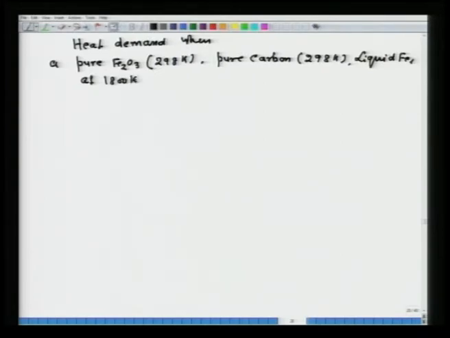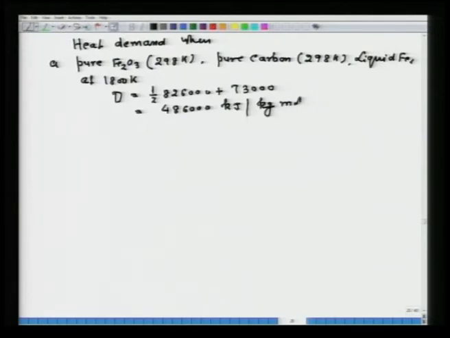So, we can calculate heat demand from the earlier equation, and the heat demand will be equal to half into 826. Half is coming because 1 mole of iron requires half mole of Fe2O3, plus 73,000. So, this value is equal to 486,000 kilojoule per kg mole product iron.